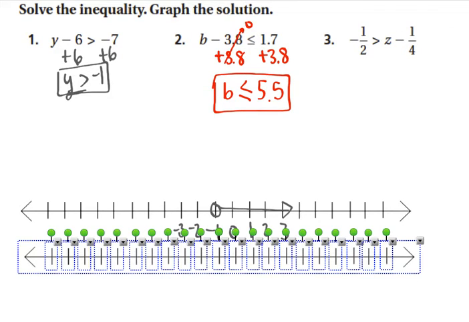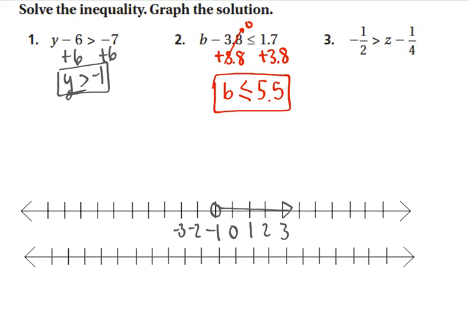Now going to graph that, we need to have 5.5 on the number line. I'm just going to count by halves, but label every other one. 5.5 is halfway between 5 and 6. It is included. Now since b is less than or equal to, we're going to draw the arrow towards the smaller numbers.